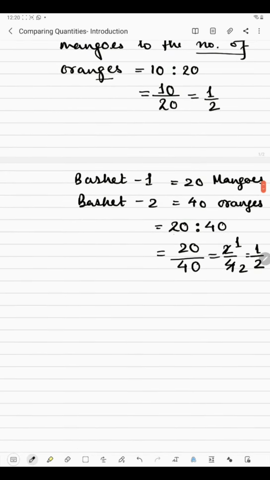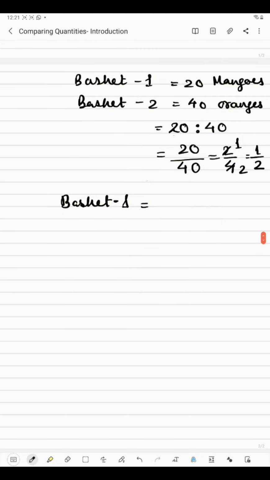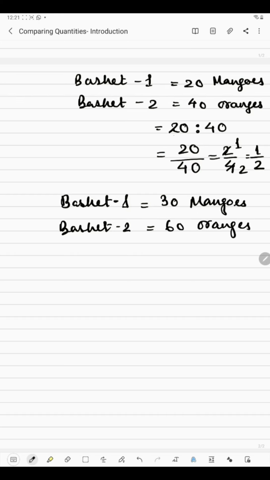Okay. Now suppose in basket 1 we have 30 mangoes, and in basket 2 we have 60 oranges. So what is the ratio between mangoes and oranges now? 30 is to 60, which can be written as 30 by 60. If you cancel the zeros, we'll get 3 by 6, which is 3 ones are 3, 3 twos are 6, which is 1 by 2.